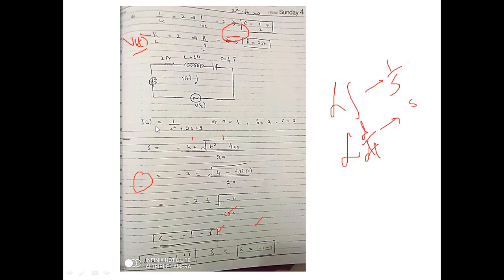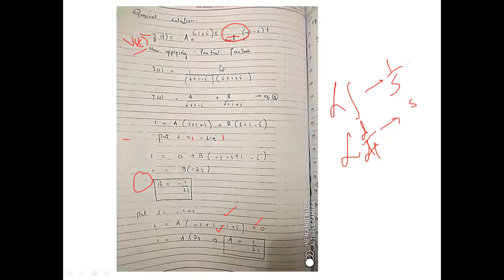So I(s) is equal to this. Now by the quadratic formula, you can find the roots of s, which are minus 1 plus iota and minus 1 minus iota. It means these two are the conjugate complex of each other. So the generalized solution is this: A e raised power lambda 1 t plus B e raised power lambda 2 t, where lambda 1 and lambda 2 are the roots.